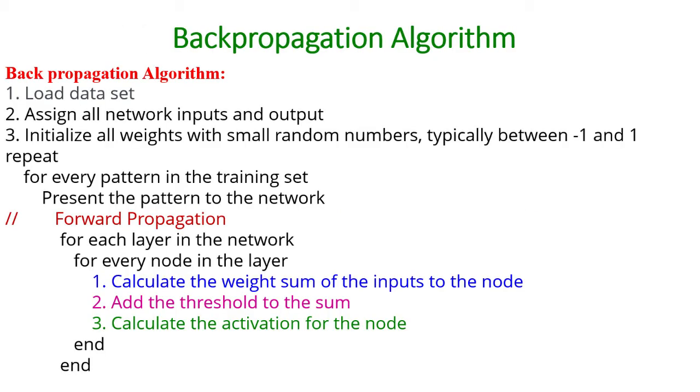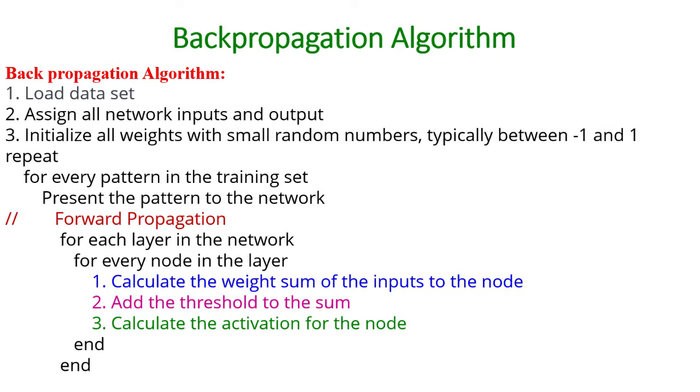The steps are: load dataset, assign all network inputs and output, initialize all weights with small random numbers, typically between -1 and +1. Repeat the following steps. For every pattern in the training set, present the pattern to the network. Following are the forward propagation steps.